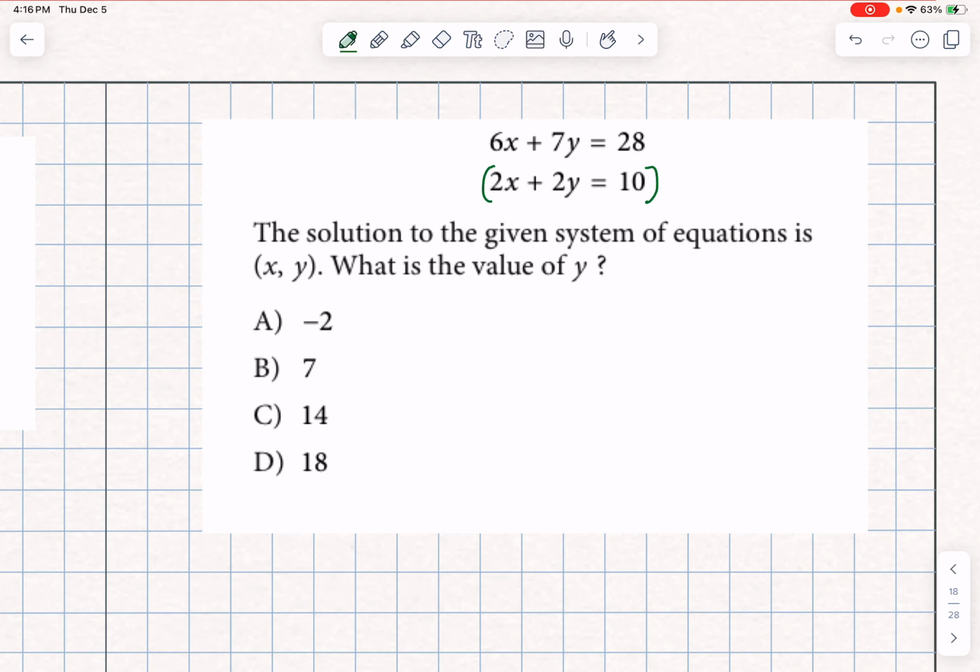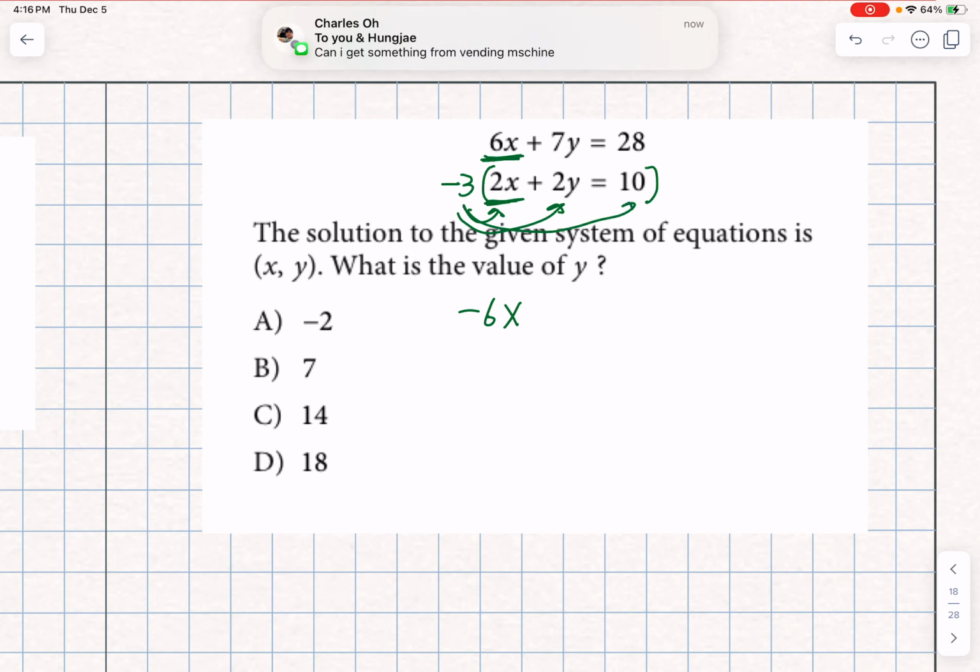To eliminate x, you have to have the same number. One of the equations has 6x, the other one has 2x. If you make the same coefficient with a different sign, then you can add them together to eliminate. So what I will do is multiply the bottom one by negative 3. In that way, you can make a negative 6x. Let's multiply everything by negative 3 here. So negative 6x minus 6y equals negative 30.